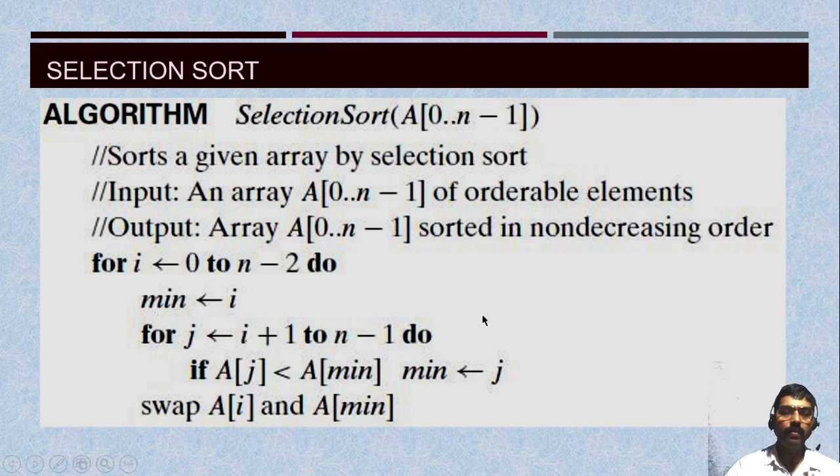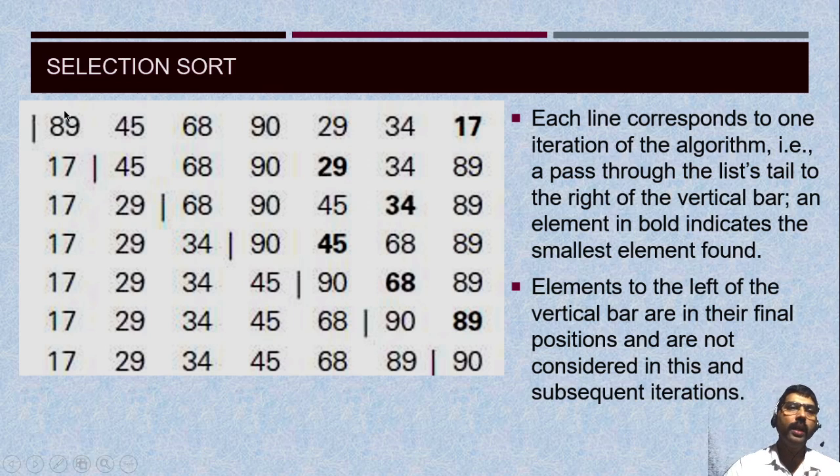If you see here, i is initially pointing here. I will consider this as the minimum element. The i is positioned here, and this is the minimum element. Now we have to scan the remaining elements and check which is the smallest one. The smallest element is stored in the minimum. This is the concept we applied here.